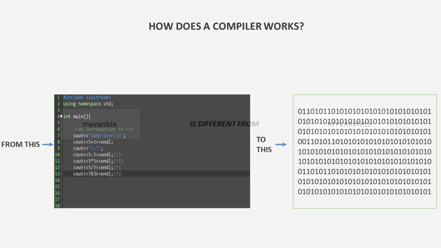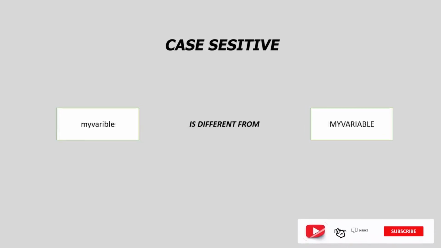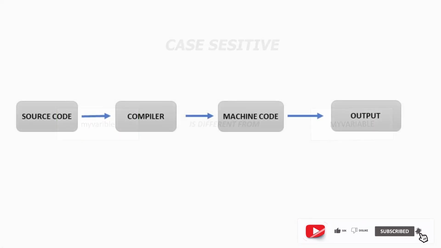And then we say C++ is case sensitive. C++ distinguishes between uppercase and lowercase letters. My variable written in small letters is not the same thing as my variable written in capital letters. The next thing we're going to see is how a compiler works.